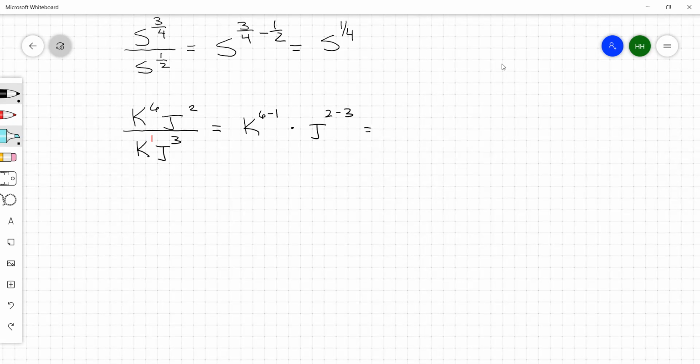So we get k to the 5th times j. 2 minus 3 is -1, so we got a -1 right here. Now we simplify that. We got to have all positive exponents. So our k to the 5th stays in the numerator. And our j to the -1, that goes to the denominator, and you don't write the power. All right, j to the -1 is the same as 1 over j to the 1st, but you don't write anything to the 1st power.